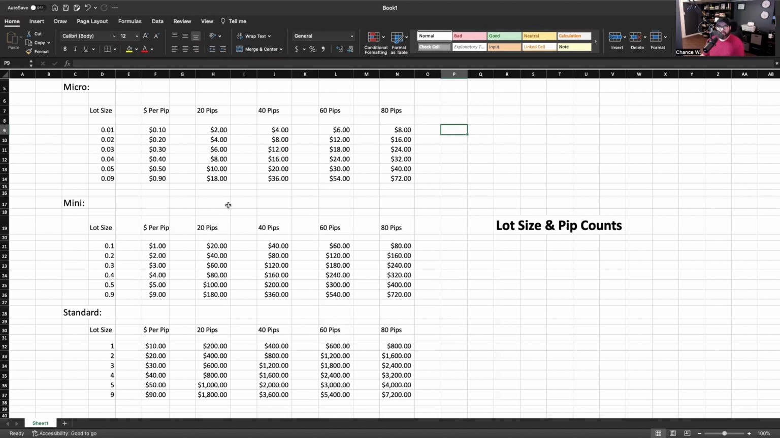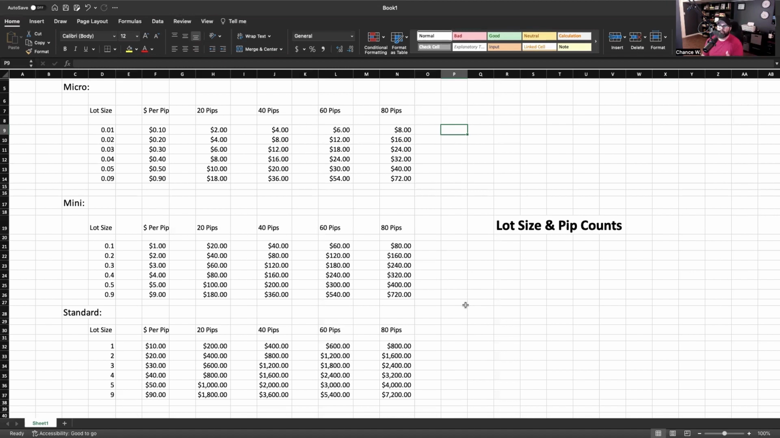But a general rule of thumb: when you're in a micro lot, 0.01 is 10 cents per pip. 0.1 is $1 per pip. And then one standard lot size is $10 per pip. That is a safe general rule of thumb when you're dealing with pairs with the US dollar. If you're trading a pair like GBP/JPY that doesn't have the US dollar tied to it, this chart is meaningless and useless, and I wouldn't even use it.